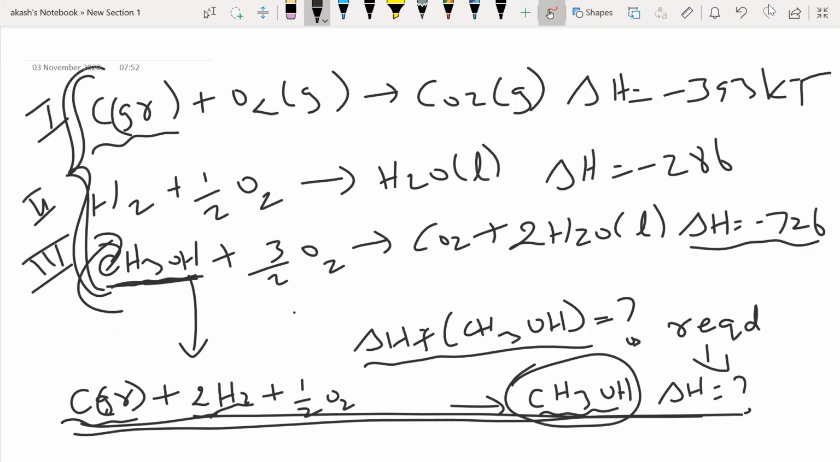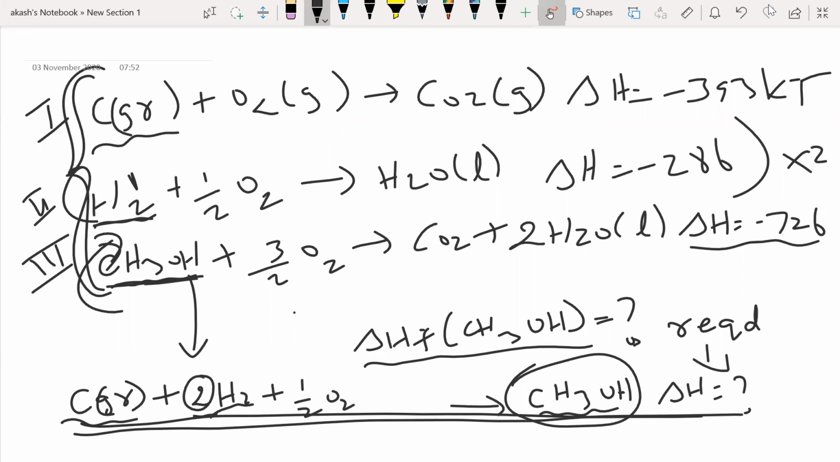First we'll locate where H2 is. I locate H2 here. But there is one problem. I require 2H2, but how many H2 do I have? I have only one H2 here. So what should I do? I have to multiply this whole equation by 2.